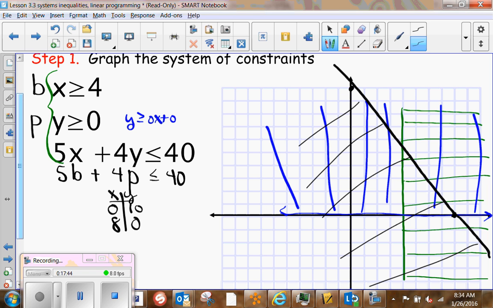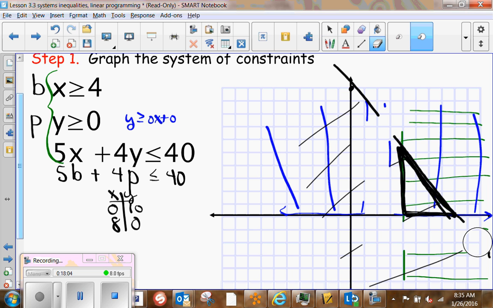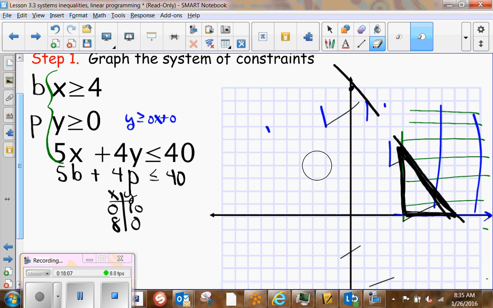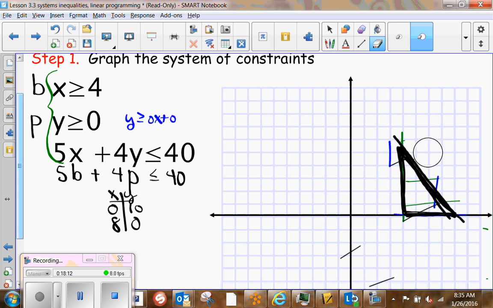So do you see where all three come together? They all three come together in this triangle. Accuracy is important here. In this triangle right here is where all three of those come together. So I'm going to erase everything else except for that triangle, because that is our feasible region. That's what I can do with the amount of clay I have and my constraints about my bowls. This is my feasible region, which means any point in here will work.